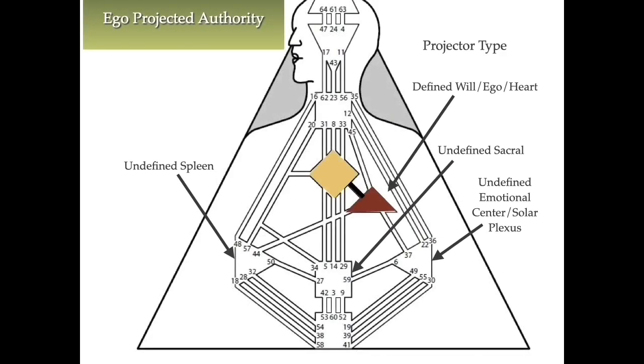Ego projected authority is when you are a projector with a defined ego or will center. Again, this talks about your heart's desire. In other words, whether your invitation aligns with your heart's desire, or something that you truly want as a projector type. And since wording can be odd in human design sometimes, I just want to say that there's nothing about being projected out or anything like that. This is all about being a projector and having a defined ego.